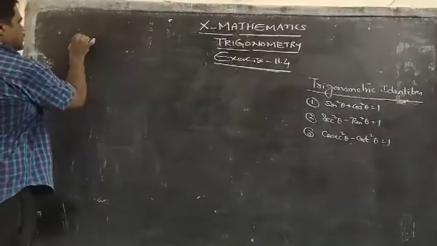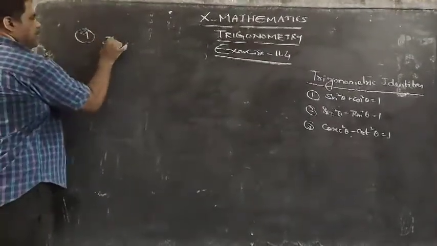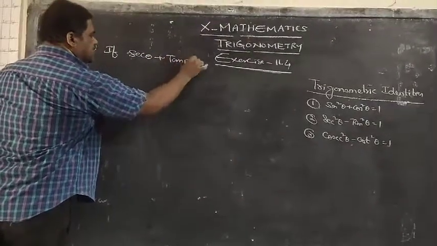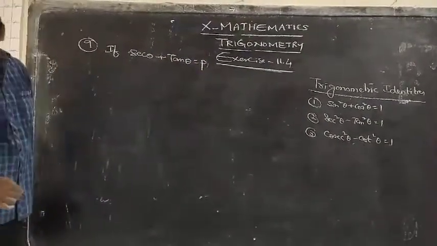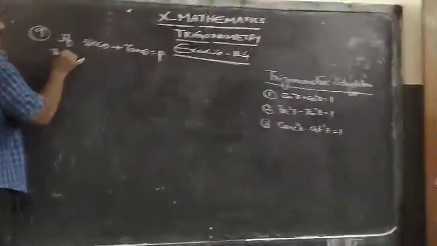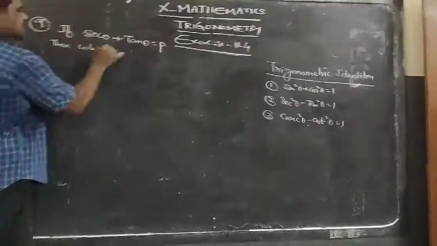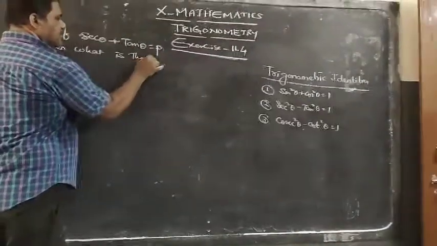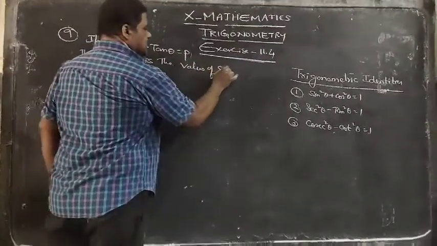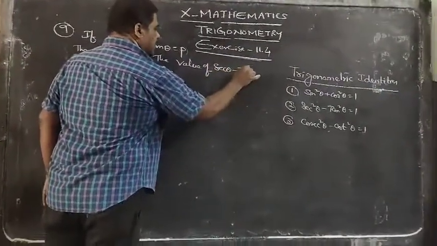Write ninth one. If secant theta plus tan theta is equal to P, then what is the value of secant theta minus tan theta?